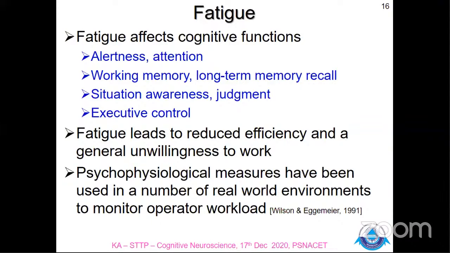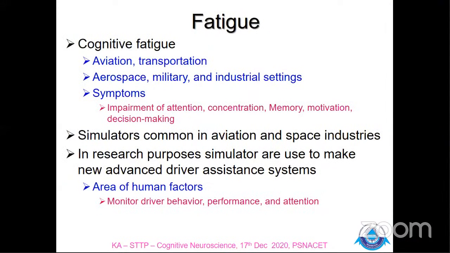So the main fields where cognitive fatigue is very important are aviation, the transport industry, aerospace, military, and industrial settings. Next, what are the symptoms of cognitive fatigue?